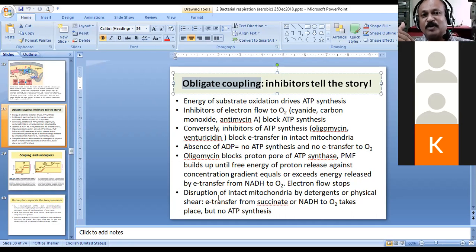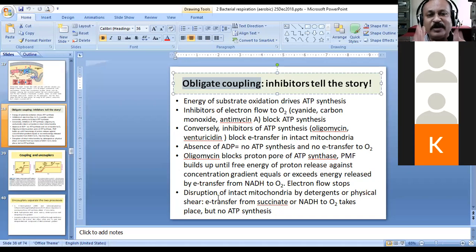That cannot happen because the gradient is not built up, but the electron flow can still happen in all four complexes, as long as all those complexes are still there in the membrane. So although we are disrupting the membrane, if the components are still in the membrane part, even if it is a small piece of membrane, then electron transport can happen, but ATP synthesis cannot happen.